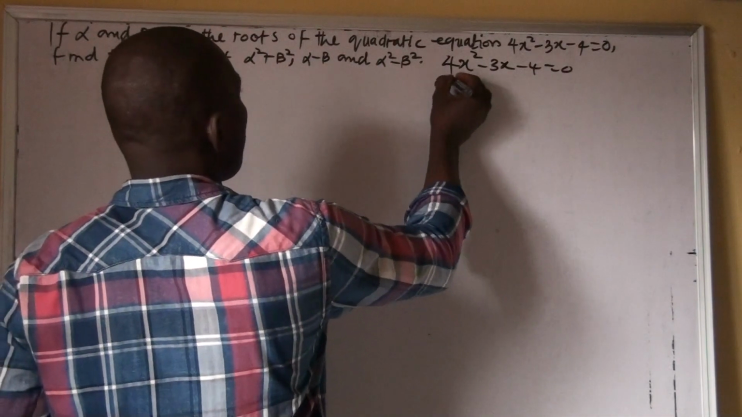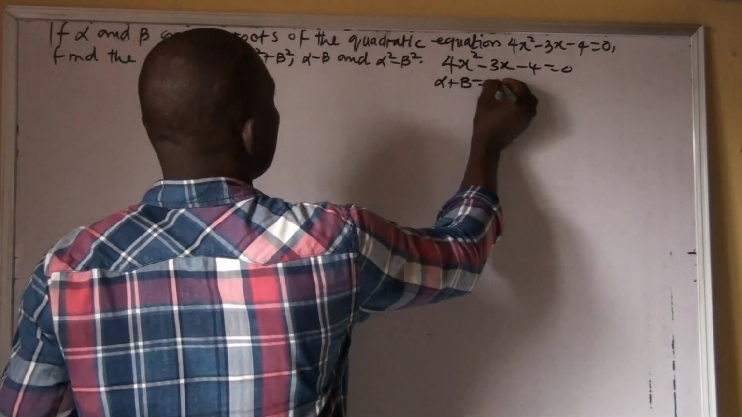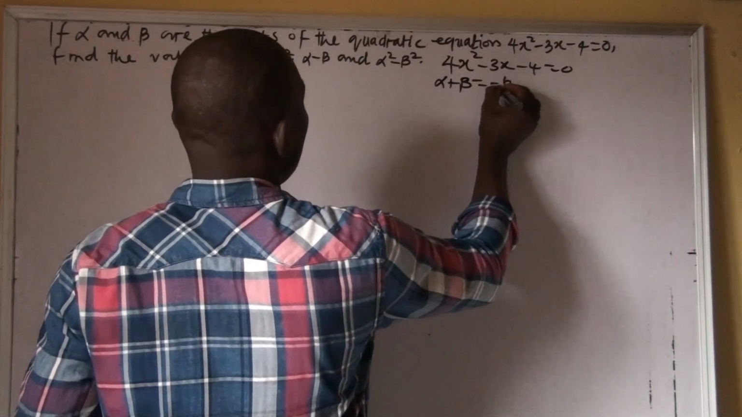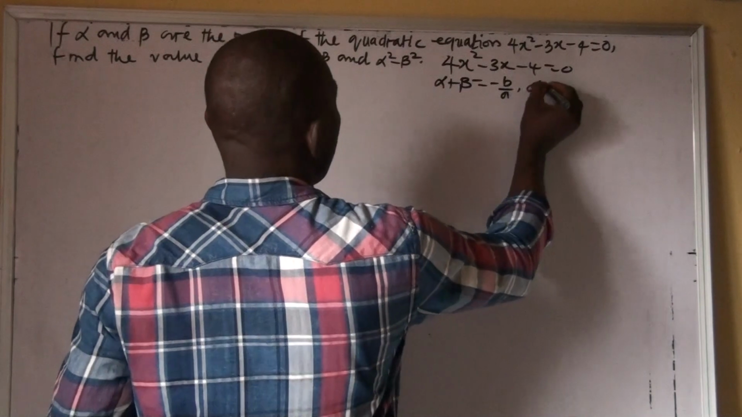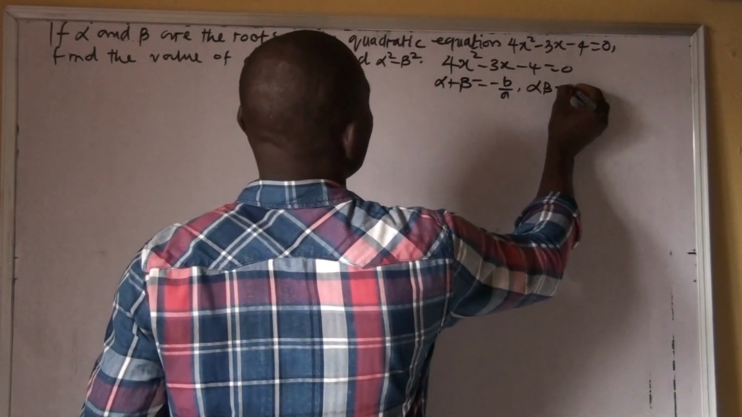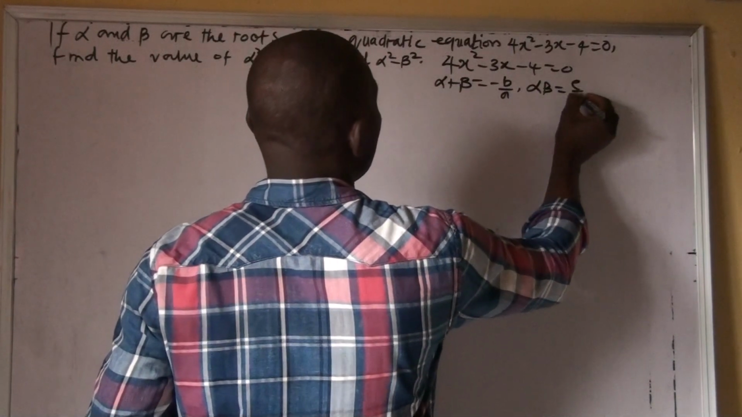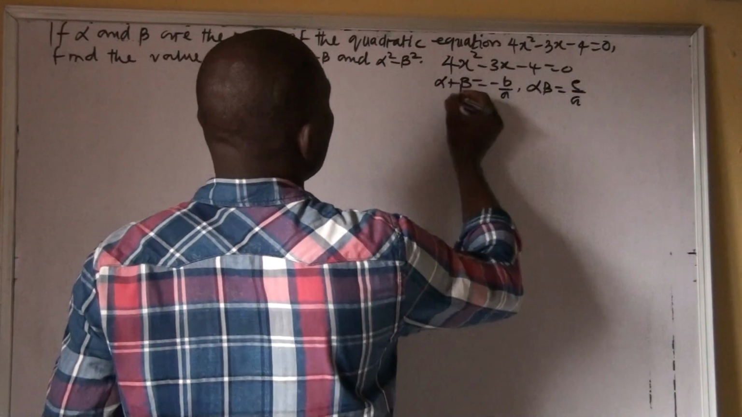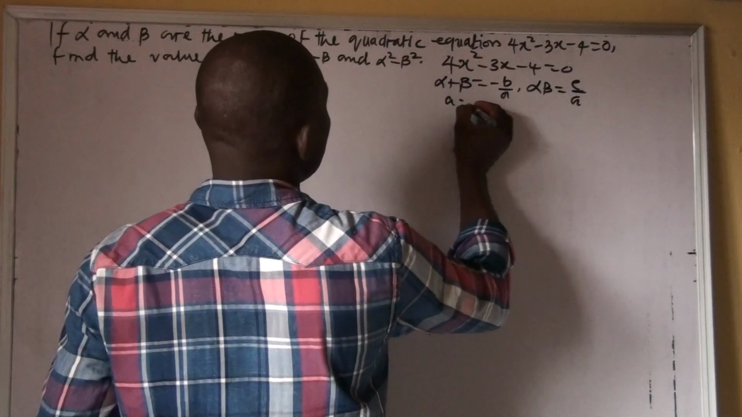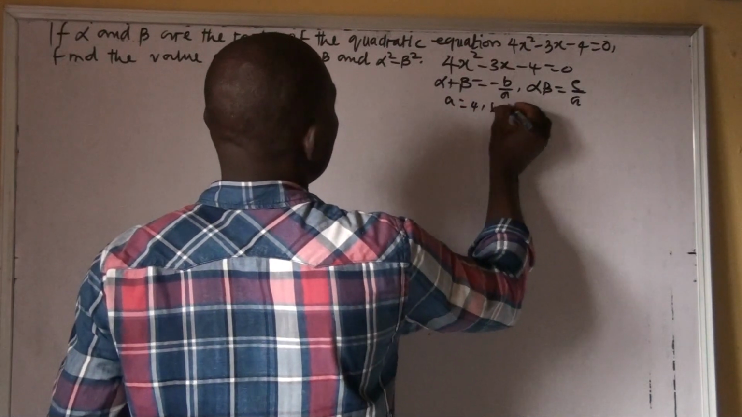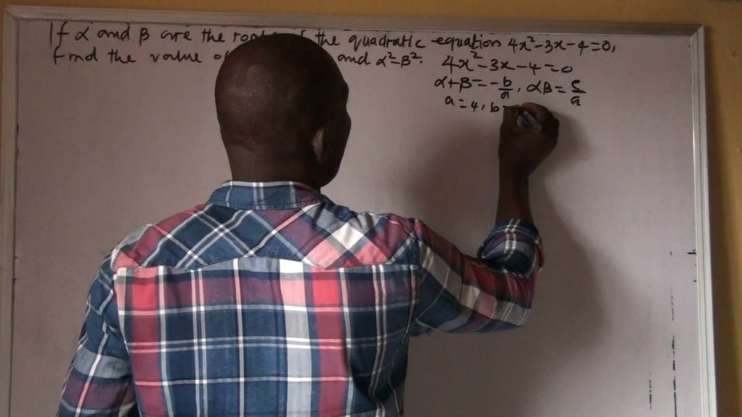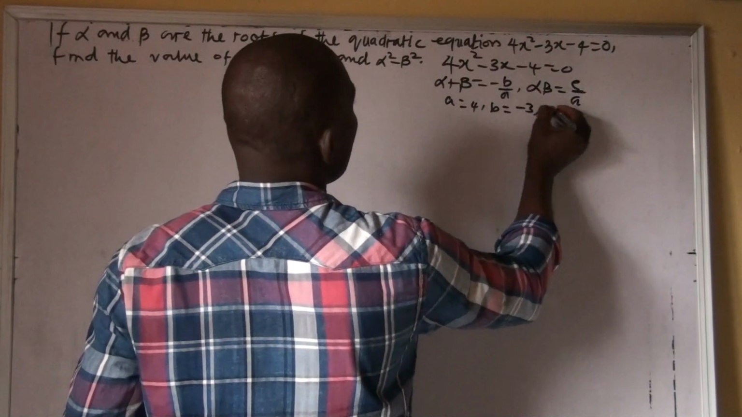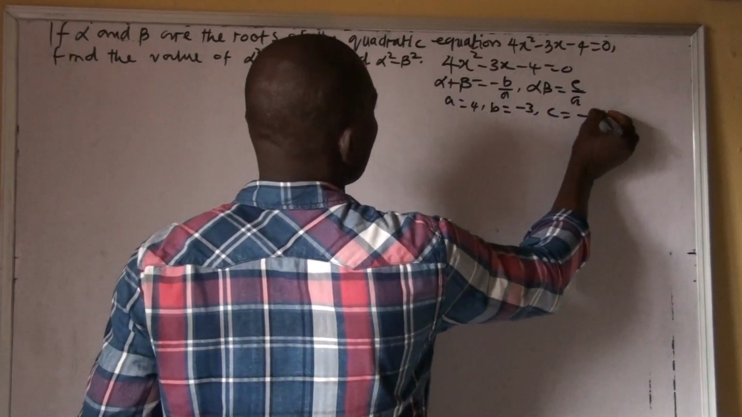Here we know that in a quadratic equation of this nature, alpha plus beta is minus b over a, while alpha beta is equal to c over a. Here a is 4, b is minus 3, and c is equal to minus 4.